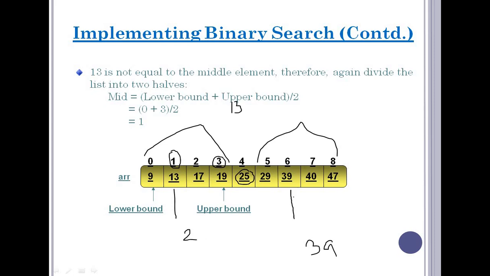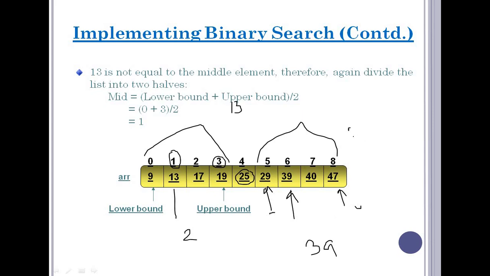Now take the example of 39. The first time I will compare with 25, that is the same step that we have done. After that we have seen it is not equal to 25, so we will discard the first half. I will re-initialize my lower bound over here, and the upper bound is going to be the same. Initially the upper bound was over here itself. Here I will only re-initialize my lower bound.